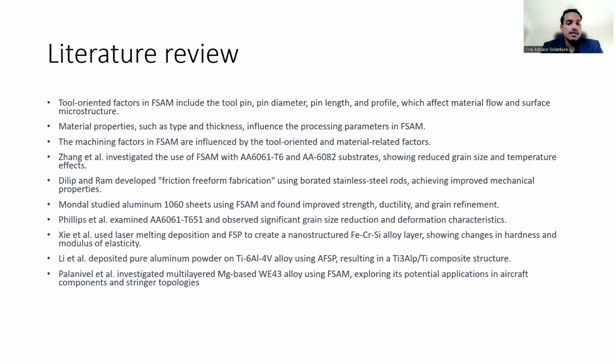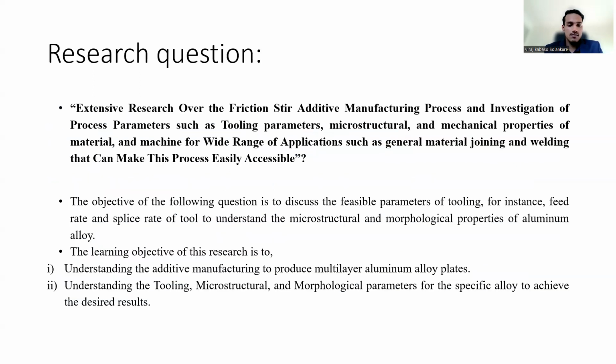Then Zhai employed laser melting deposition along with friction stir processing to create a nanostructured iron chromium silicon alloy layer, showing changes in hardness and modulus of elasticity. Then Lee deposited pure aluminum powder on titanium alloy, resulting in a titanium alloy composite structure. Then Palaniwal investigated multi-layered magnesium-based alloy using friction stir additive manufacturing and explored its potential application in aircraft components and stringer topologies.